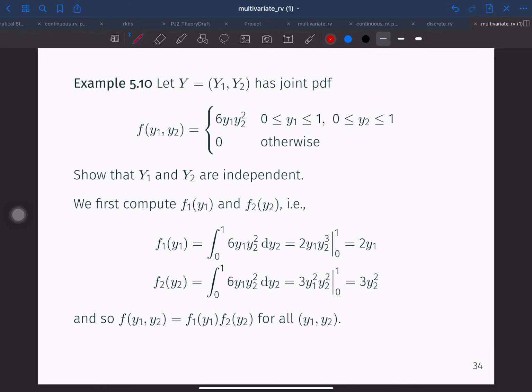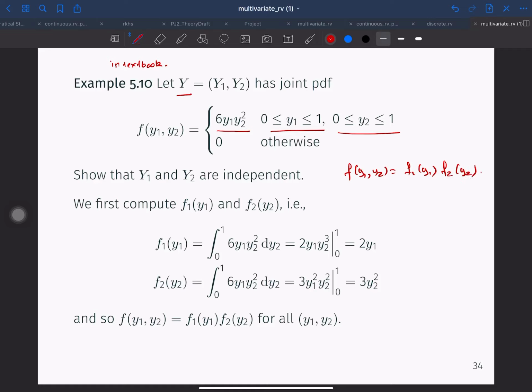Okay, so let's see a few quick and dirty examples. So we have this random variable y. This is example 5.10 in the textbook. So y has this joint PDF f(y1, y2) that can be written in the form 6y1 y2 squared, and this is supported inside the unit square. So we're going to show that y1 and y2 are independent. And so we just have to verify the condition that f of y1, y2 is the product of the marginal.